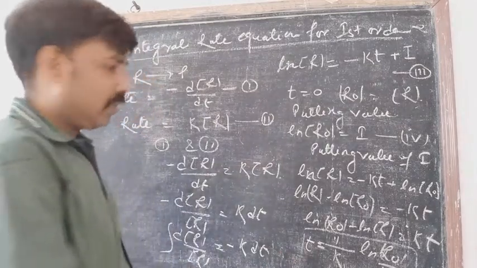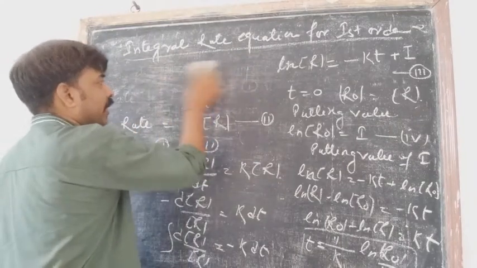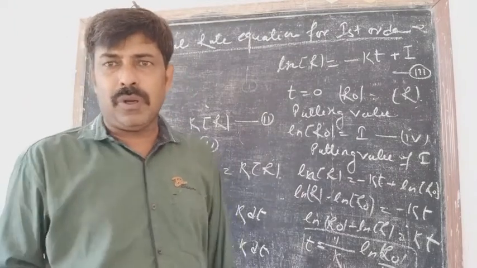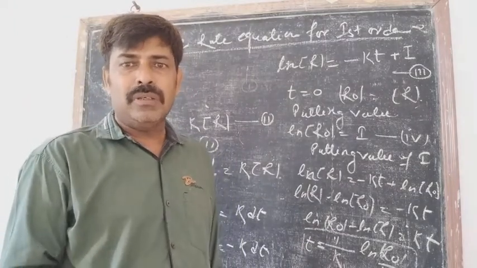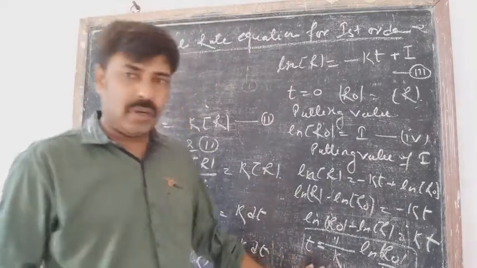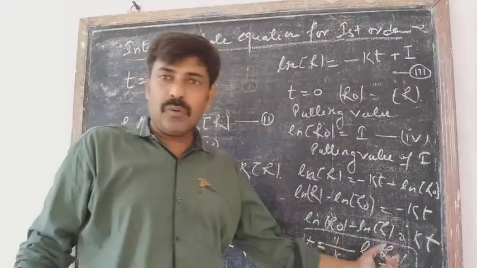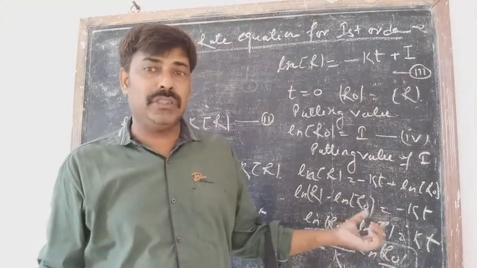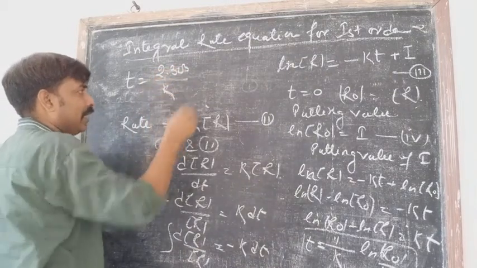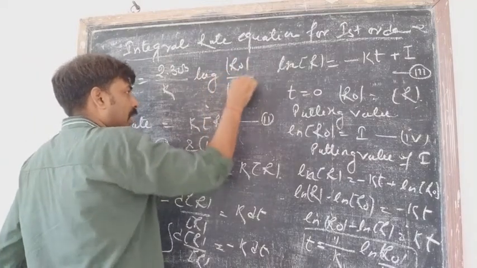But we know that for calculation purposes we need log base 10, because whatever table is provided in our book is the log base 10 table. So if we convert it into log base 10, it will be easier for us. For converting ln into log, we have to multiply with 2.303. So T equal to 2.303 by K log initial concentration by final concentration.